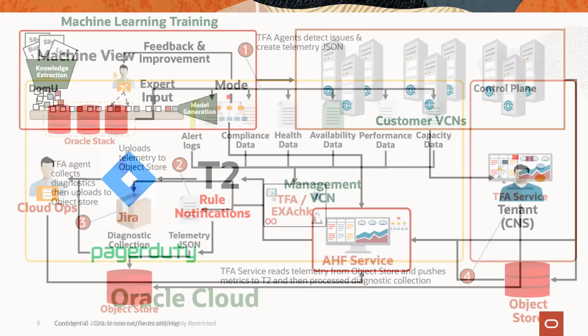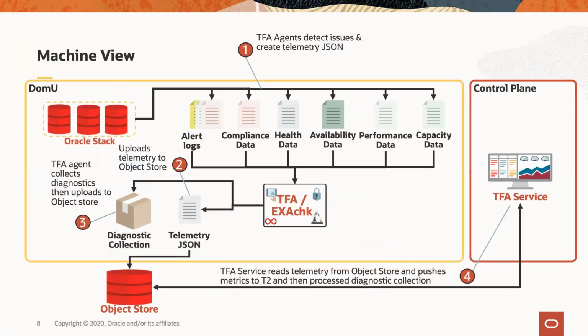What sort of data is involved in this? If you have an Oracle database background, there are alert logs, which is log data. The log data is actually one of the highest chunks of data that comes into this. And then there's metric data: performance data, availability data, health data, capacity data, compliance data. All of this gets pushed out as part of the telemetry generated from the system. All of this gets pushed off to the object store, and then we read it from the object store.